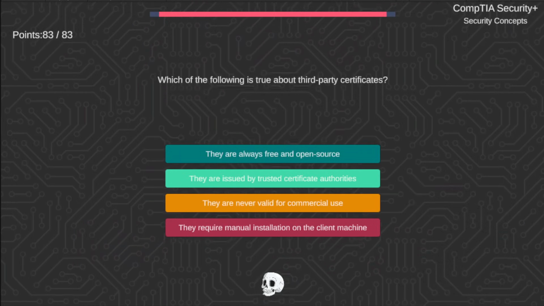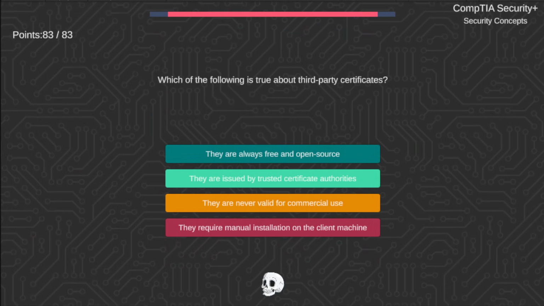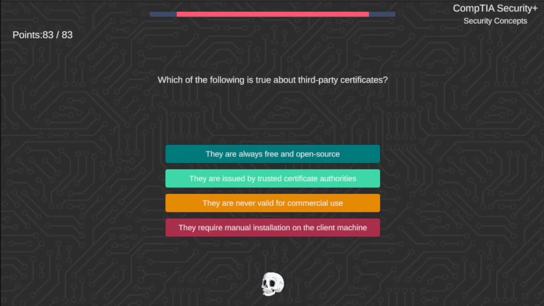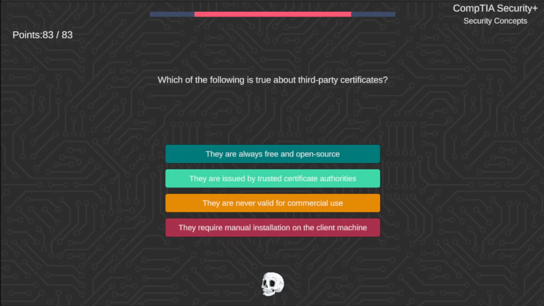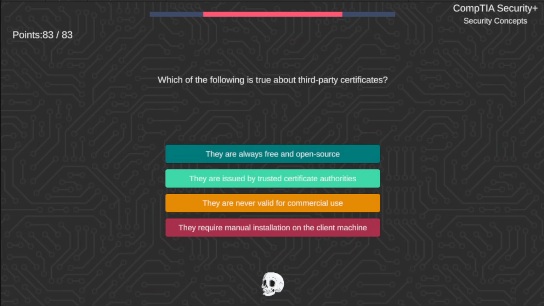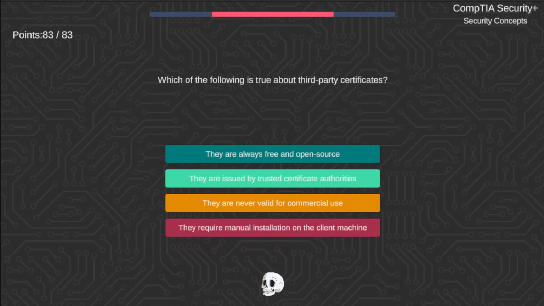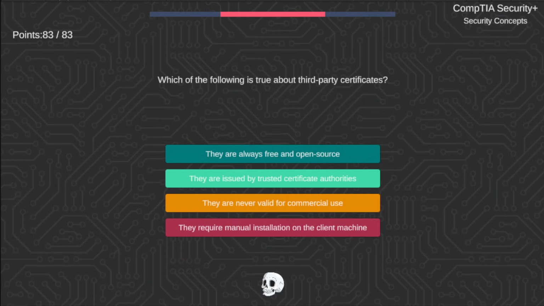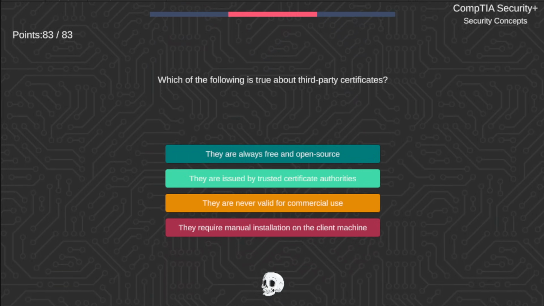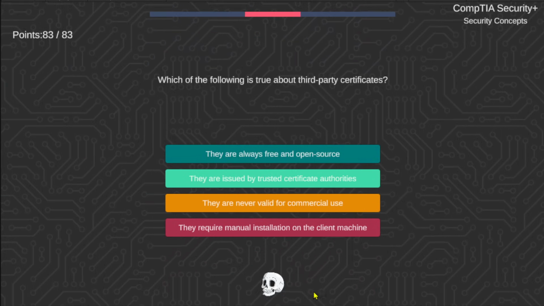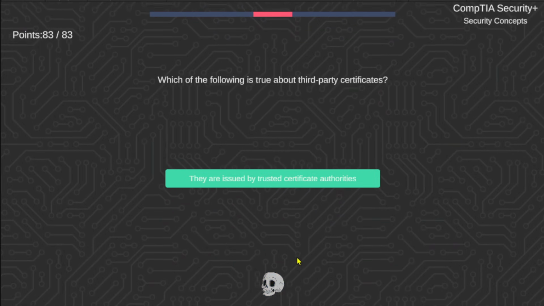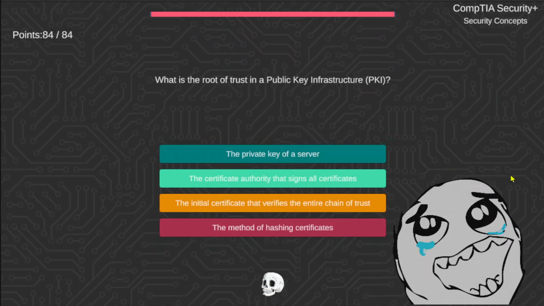Which of the following is true about third-party certificates? They are always free and open source. They are issued by trusted certificate authorities. They are never valid for commercial use, or they require manual installation on the client machine. Third-party certificates. Which of the following is true? Correct answer is they are issued by trusted certificate authorities.